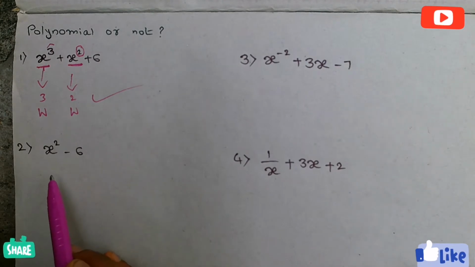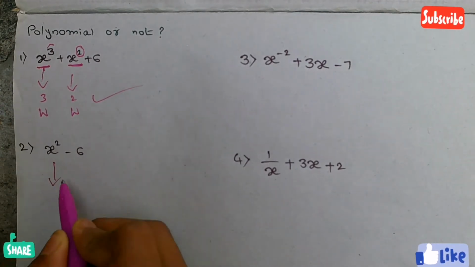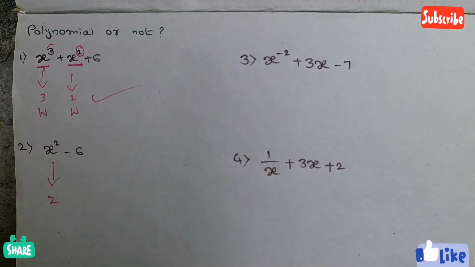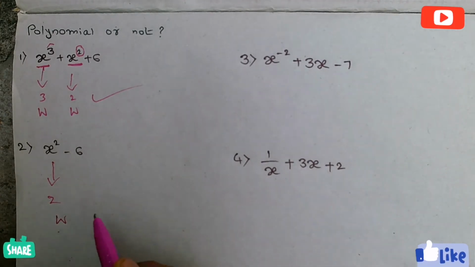Here we have x square minus 6. We only need to observe the alphabet. Here for the alphabet the power is 2, which is a whole number. So we can conclude that this is a polynomial.